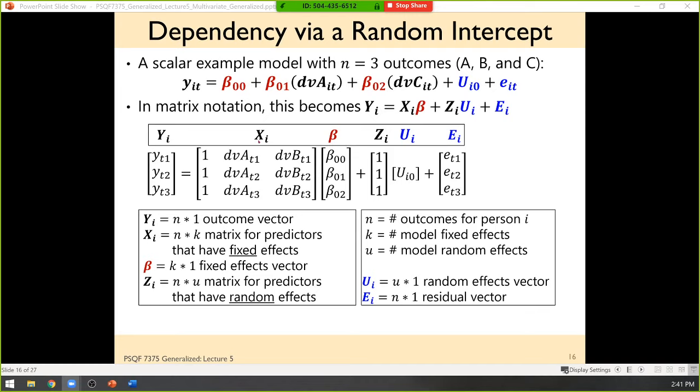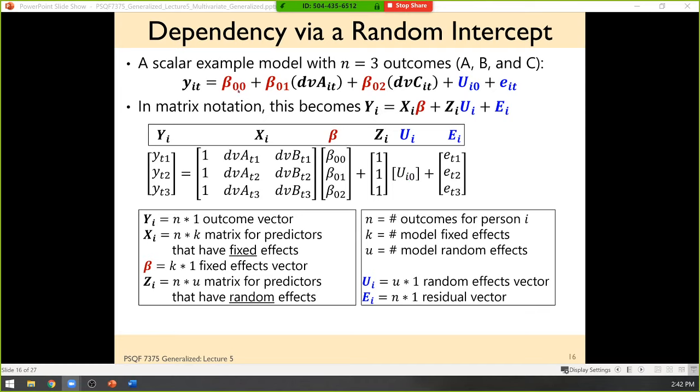We have the X matrix before. That holds all of the predictors that have fixed effects. That is also known as a design matrix in classical design of experiments literature. And then we have our beta matrix that holds the fixed effects themselves. Here's the new part. Our new friends Z and U. Z is a matrix that holds predictors. It's the predictors that have random effects. And in this context, it's only an intercept. A random effect is a parameter that each person has their own of. And so the random effects themselves are in the U matrix.